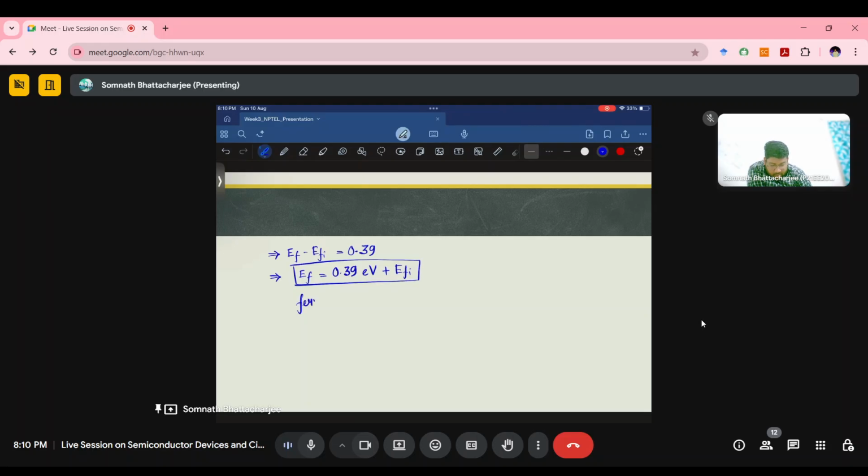So the Fermi level is situated 0.39 eV above the intrinsic Fermi level. Okay. So is there any question about this? If there is not, then I'll move towards question number 3.